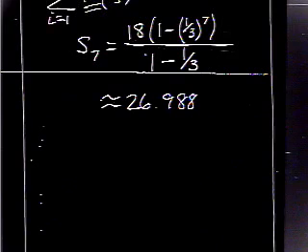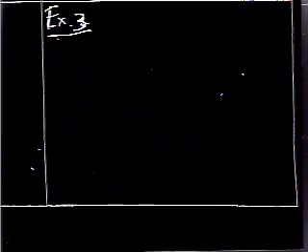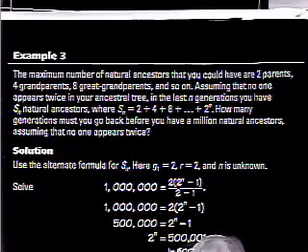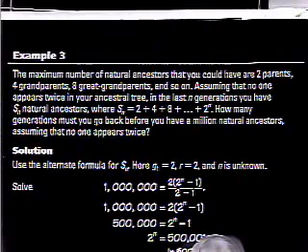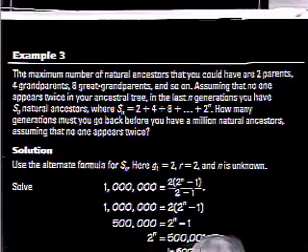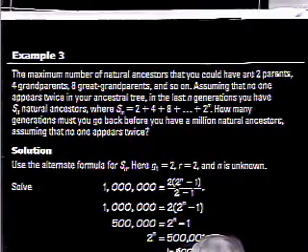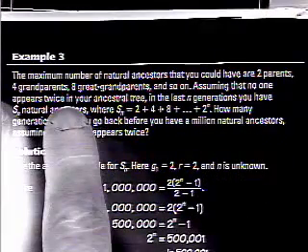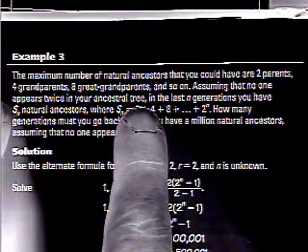Now, example 3 in the book is probably one of my favorite examples of all time. There's a couple really good ones in the book, but this particular example says: the maximum number of natural ancestors that you could have are 2 parents, 4 grandparents, 8 great-grandparents, and so on, assuming that no one appears twice in your ancestral tree.